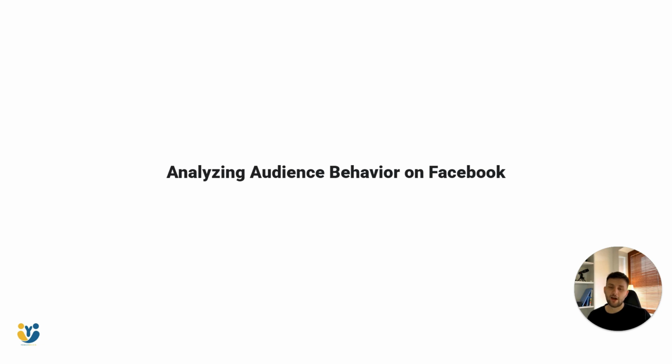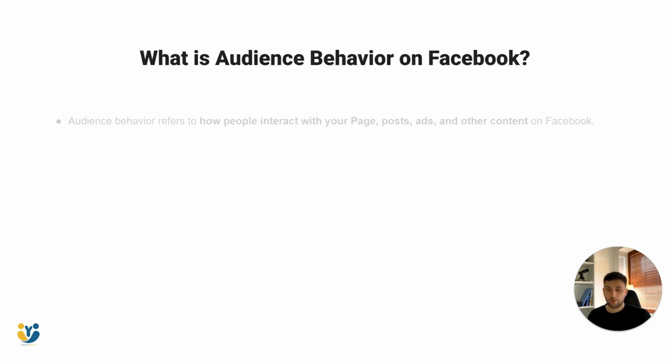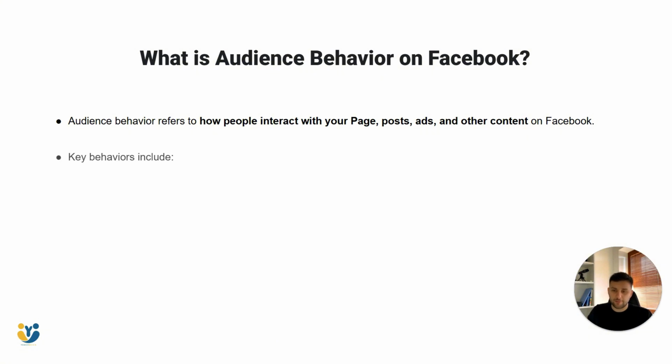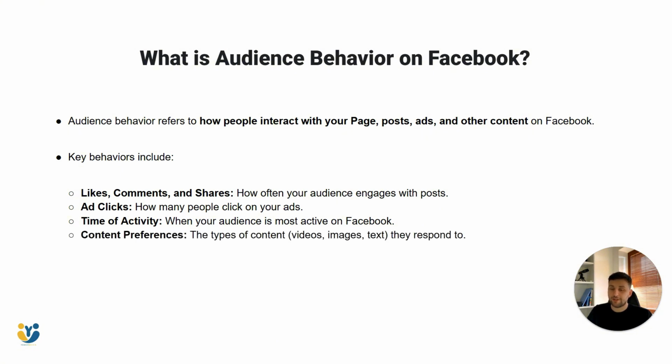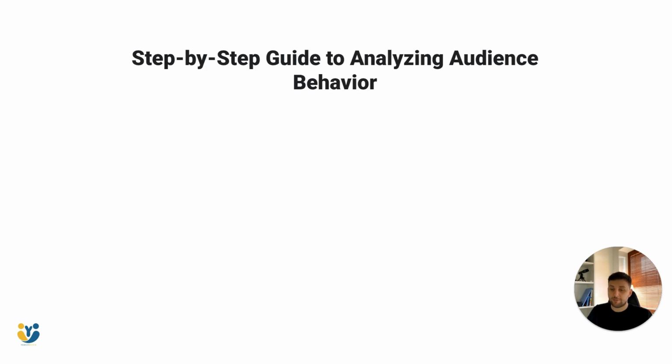Now, analyzing audience behavior on Facebook. So, what is audience behavior on Facebook? Audience behavior refers to how people interact with your page, posts, ads, and other content on Facebook. Key behaviors include likes, comments, and shares, so basically how often your audience engages with posts. Then ad clicks, how many people click on your ads. Time of activity, when your audience is most active on Facebook. Content preferences, the types of content they respond to.